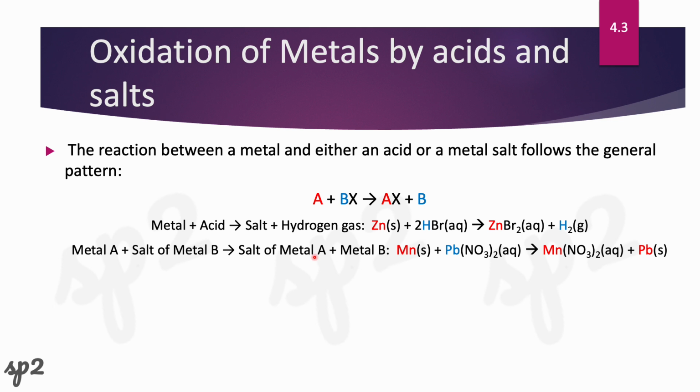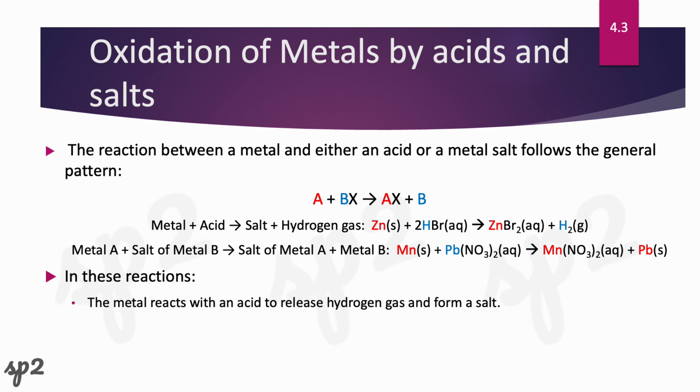Or you may have metal A reacting with the salt of metal B, producing the salt of metal A and releasing metal B. For example, I have manganese here reacting with lead nitrate, and they are producing manganese nitrate, and I also have the release of lead in a solid form.